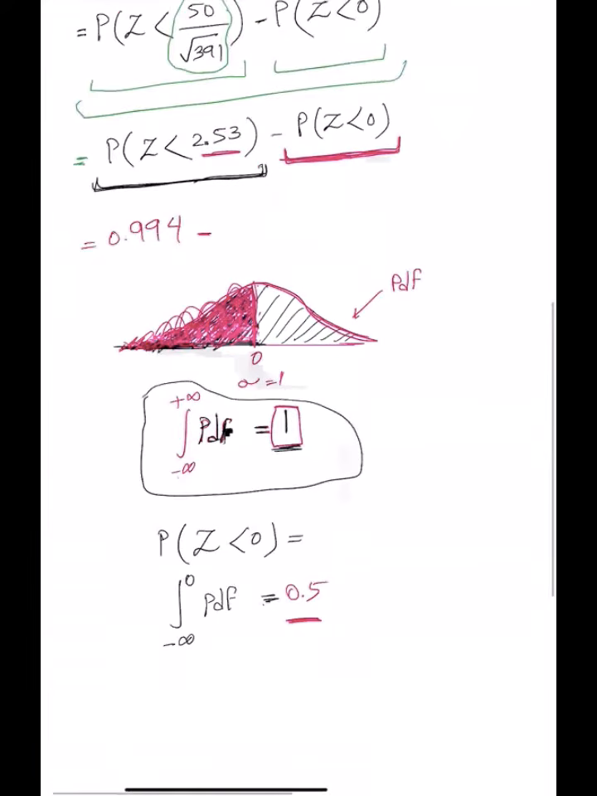So then if probability of Z less than 0 is 0.5, then this probability that we need to calculate is this, which is 0.494. Right? 0.494, sorry. That's the probability. Okay.